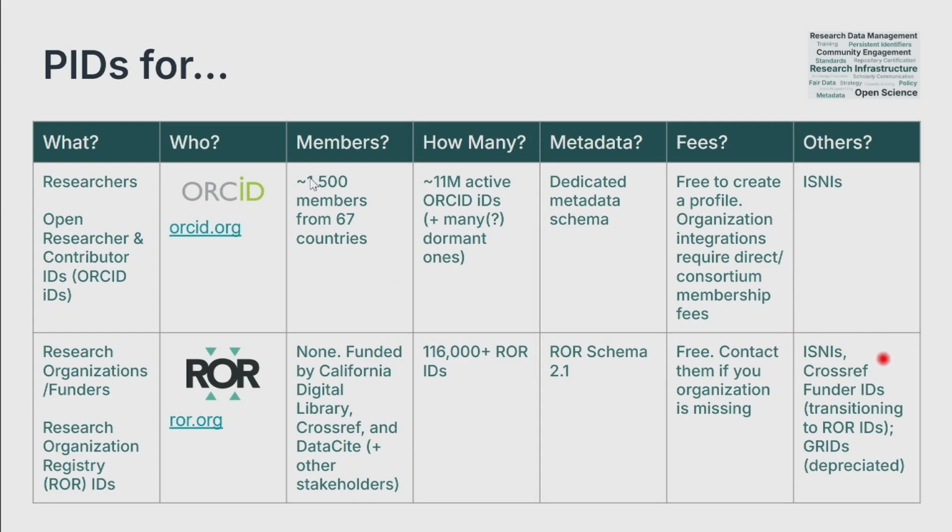Again, ISNI is the main alternative. There are Crossref funder IDs, but these are transitioning to ROR IDs anyway. GRID has already been deprecated and moved over to ROR IDs. So ROR is really the main thing for research organizations and funders.